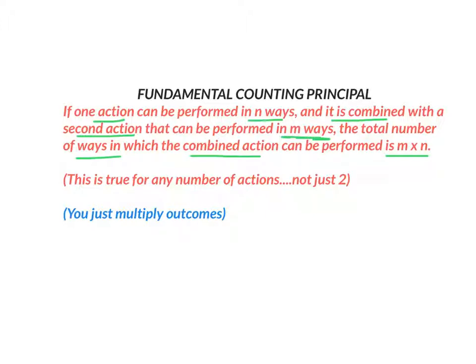Think about the last slide. We multiplied 3 times 2 times 1 while we were counting how many different permutations there were. It's also true for any number of actions, not just two like this up here. You could go 3, 4, whatever. And all you do is multiply the outcomes. You just multiply. That's all the fundamental counting principle is.